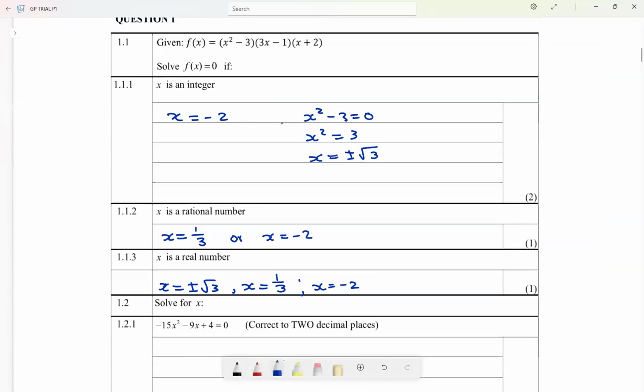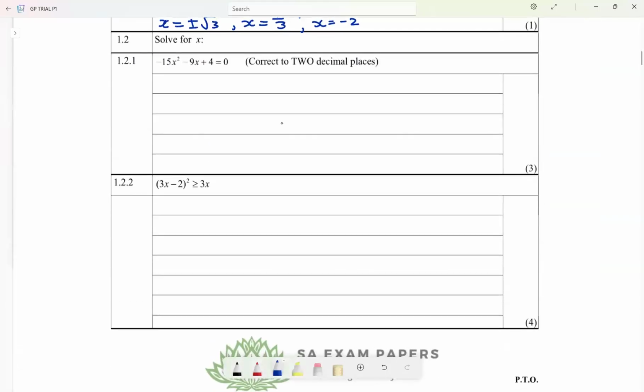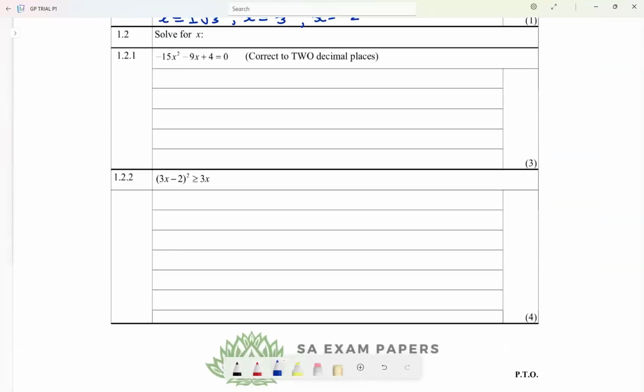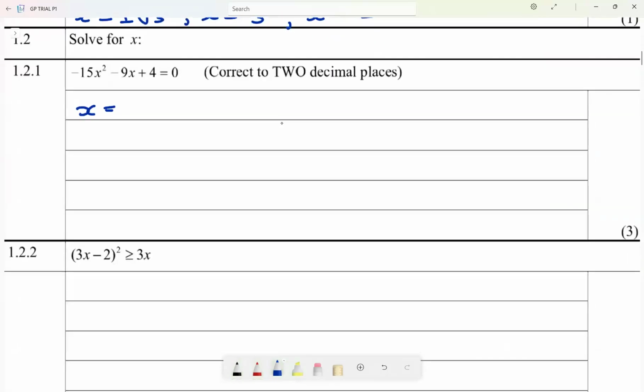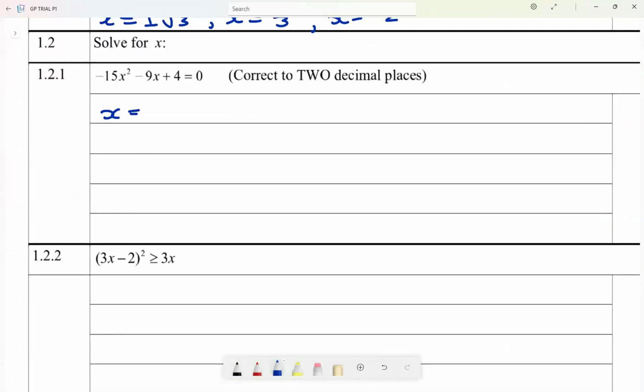1.2 was a nice, different structure from those who were setting the paper. In 1.2.1 we are solving for x. We have this one correct to 2 decimal places, so I automatically know I need to use my quadratic formula here. Let me zoom onto the specific question. The formula says, I won't write it because we all know it: negative b is -(-9), plus or minus the square root of b squared minus 4a, with c being -15, and then my c is +4.